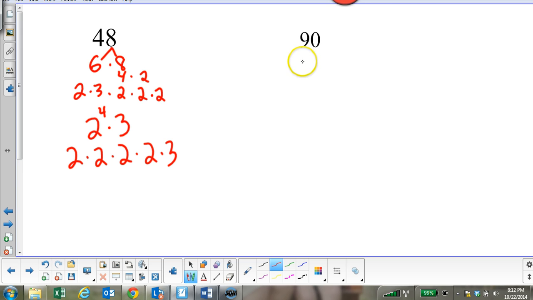90, again, you could do 2 times 45 and continue breaking that down. The Bossert method would be to break it into the numbers closest together, two factors that are closest to the middle, 9 times 10, and then that usually is the least number of steps. And you can see that 9 is 3 times 3, 10 is 2 times 5, and now these are all primes. So I'm done. It's 2 times 3 times 3 times 5.